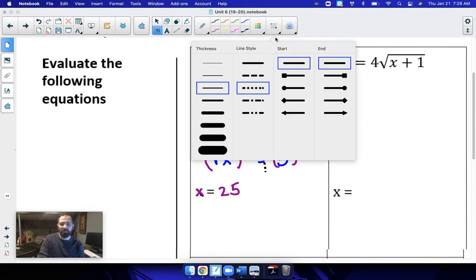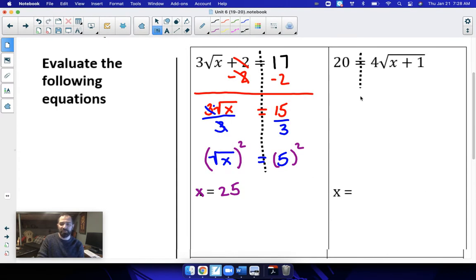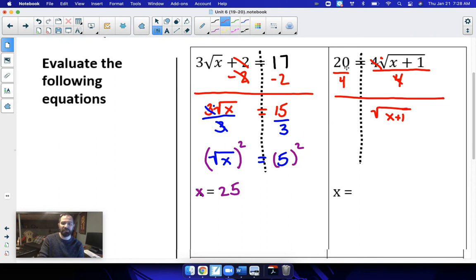First thing you want to do, remember, is to split the equation. Then we want to get the square root by itself. The only thing we've got to do here is get rid of this 4. That's 4 times, so we are going to divide by 4. When we divide by 4, we are left with the square root of x plus 1, all under the radical. Make sure you keep that. 20 divided by 4 is 5.